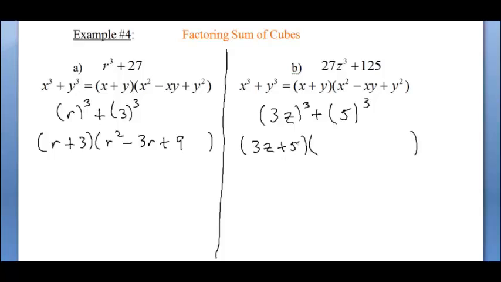And now we square the first term, so 3z times 3z is 9z squared. Since this is a plus sign, these have to be opposite, so this is minus. Then we multiply these two together. 3z times 5 is 15z. Then our last term squared, so we do 5 times 5, which is plus 25. So our answer would be the quantity 3z plus 5 times the quantity 9z squared minus 15z plus 25.